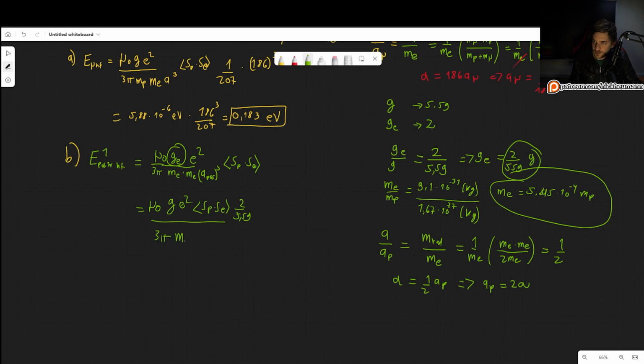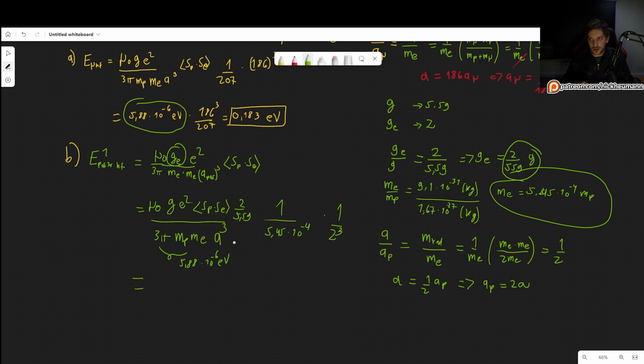So we write mass of proton here, mass of the electron, and let's write somewhere over here, 1 over 5.45 times 10 to the minus 4. And finally, instead of A, we write 2A, right? So we get A cubed and 1 over 2 cubed. Now we simply plug everything in. This thing right here is just before, 5.88 times 10 to the minus 6 electron volts, right?